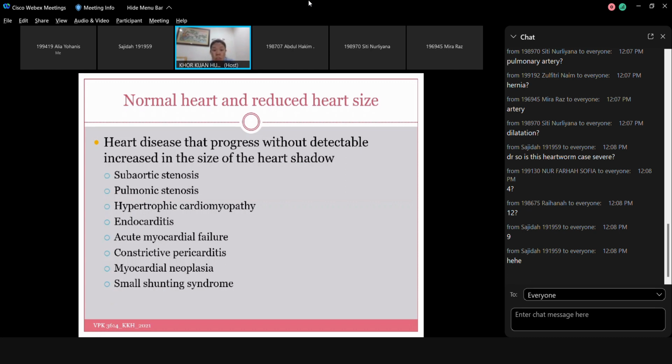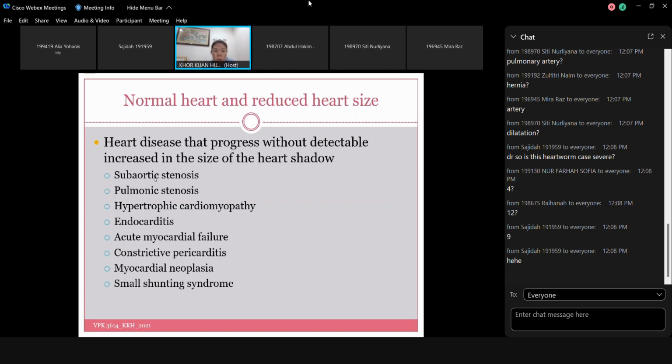Okay, there are some heart diseases that you're still going to get a normal heart, meaning you're going to have a normal VHS, and these are the differential. Okay, and often this is because there is disease progression, but it is not detectable on radiograph, and often these diseases are at preclinical stage, meaning at early stage of the heart disease. So, how do you know that this heart size is actually normal? Yes, you know it's normal, but you need to rely on your auscultation, which is very important.